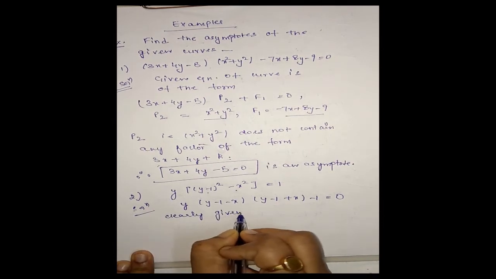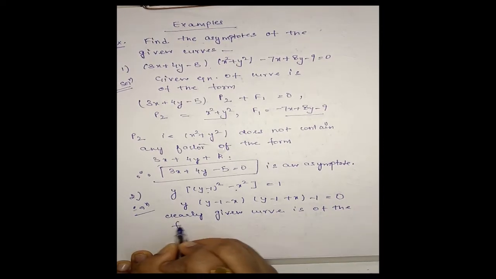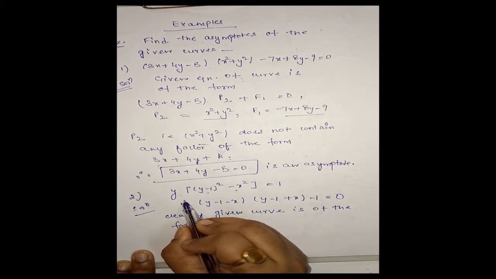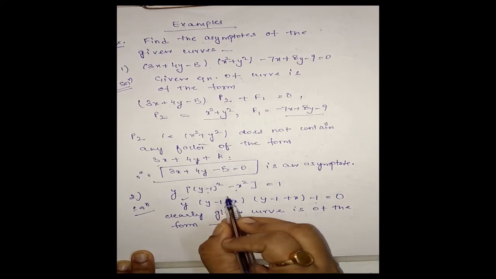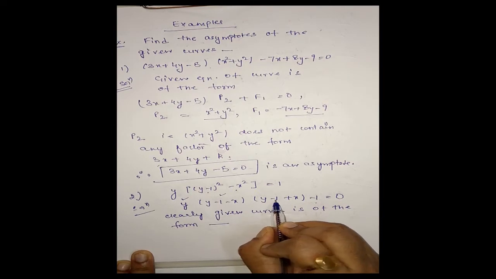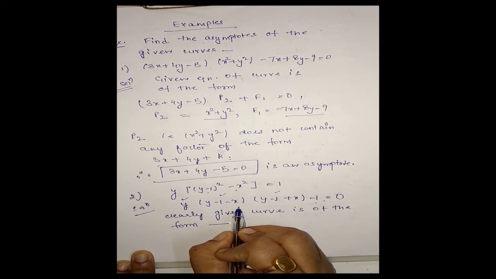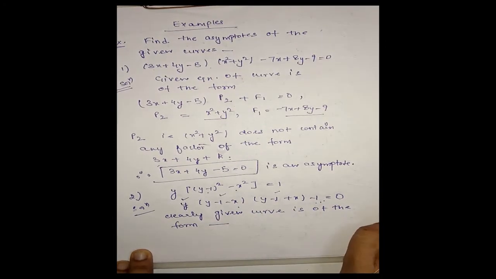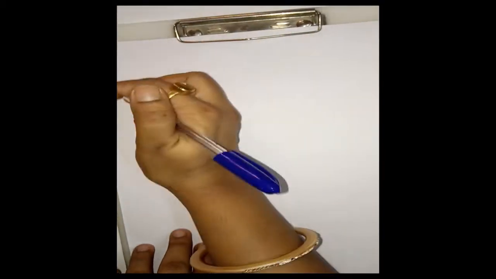Now clearly the given curve can be put in mainly three forms. In the first, I take y common, so this will be my P_2 and this is F_1. In the second, I take this as common and this as P_2, and this is F_1. In the third, I take this as common, these two combined will give us P_2, and this is F_1. We have mainly three forms.